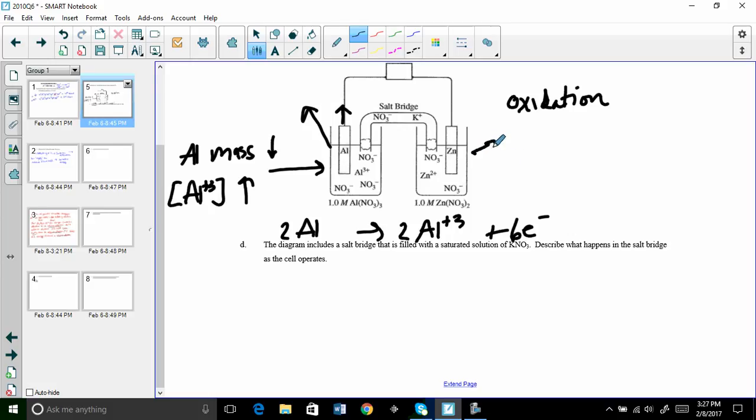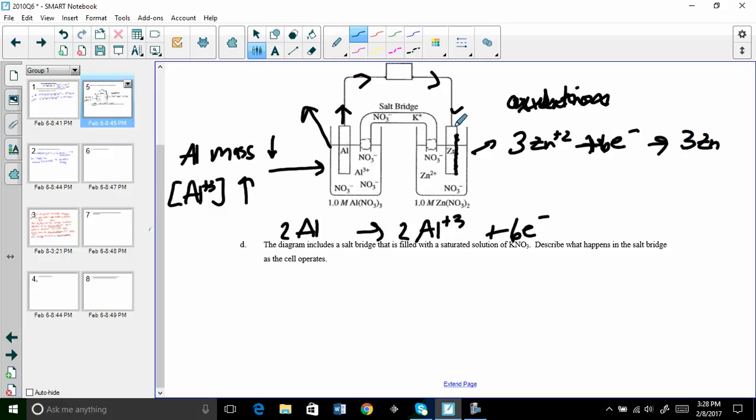This is the reduction half cell. Now, as the electrons travel through the circuit and hit the zinc, the 6 electrons at the interface between the metal and the solution come down here. This is what's going on in the reduction half cell: 3Zn2+ plus 6 electrons goes to 3Zn.